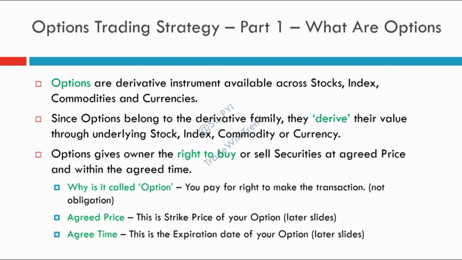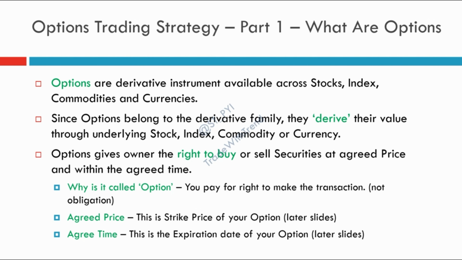Options are derivative instruments that are available across most world markets. You can have options on stocks, on indices, on commodities, and on currencies. For this particular series, I'll be focusing only on stocks, index futures, and index options. But whatever principles I'm going to show you do apply to currencies and commodities as well.